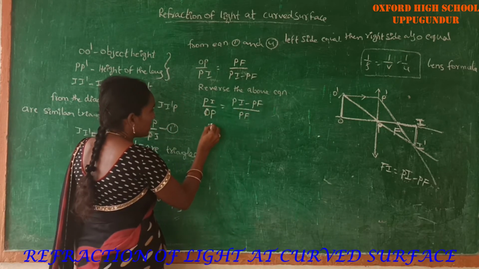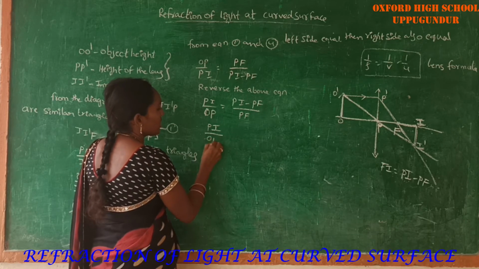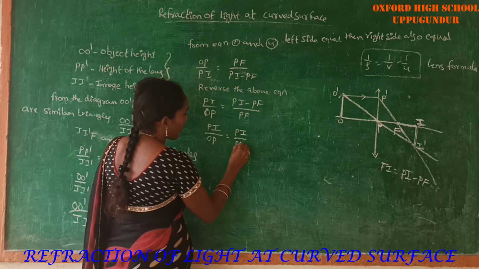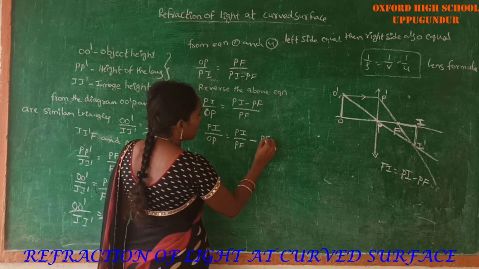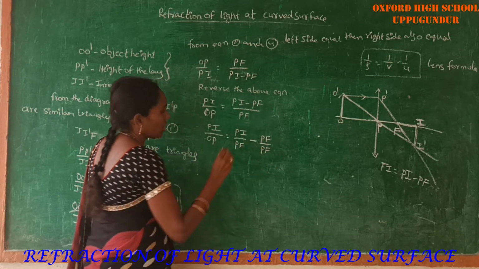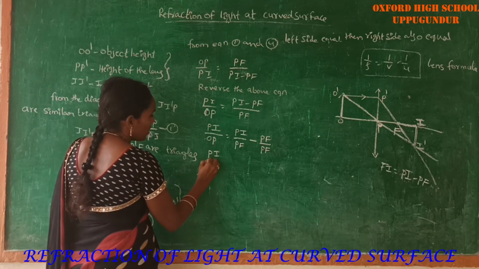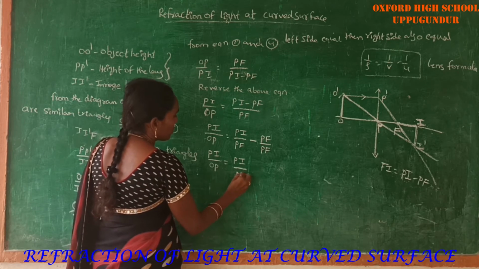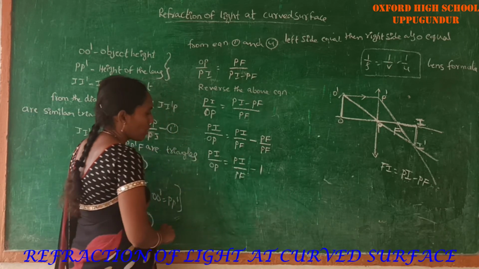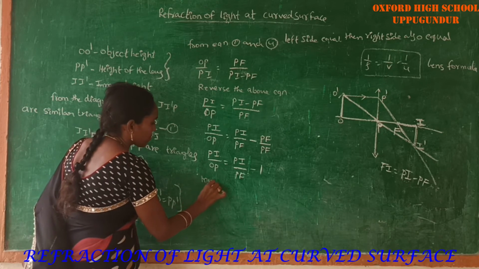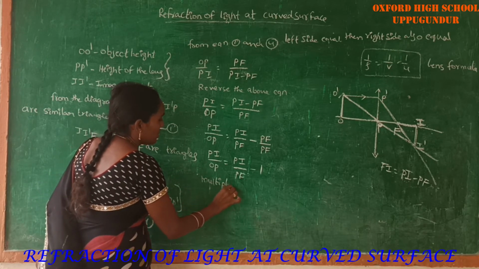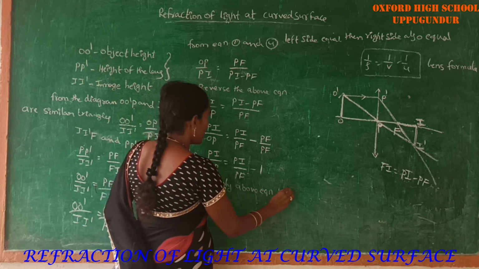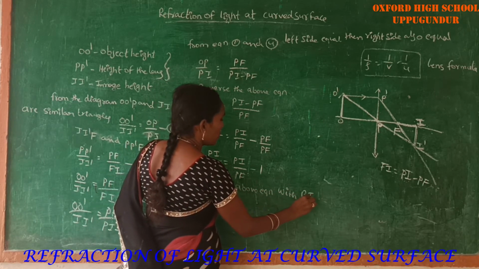Here PI by OP is equal to, split the equation, PI by PF minus PF by PF. Here PI by OP is equal to PI by PF minus 1. Now multiply the above equation with PI on both sides.